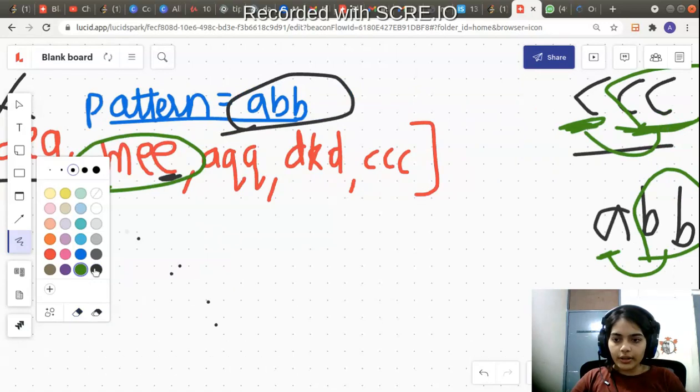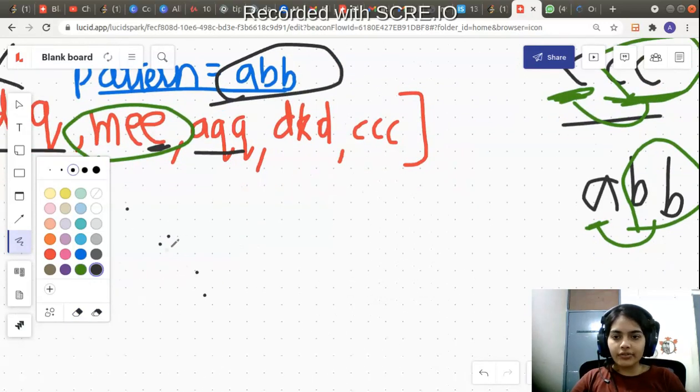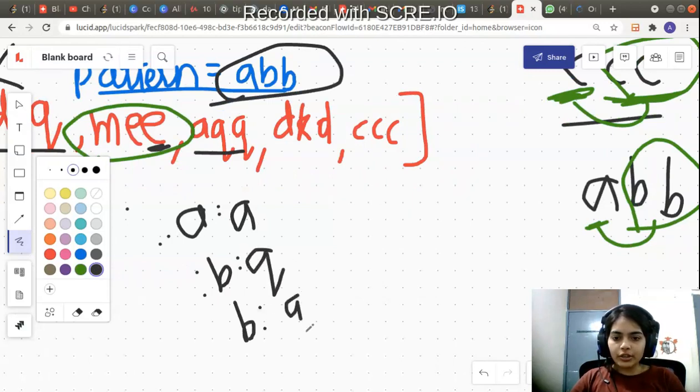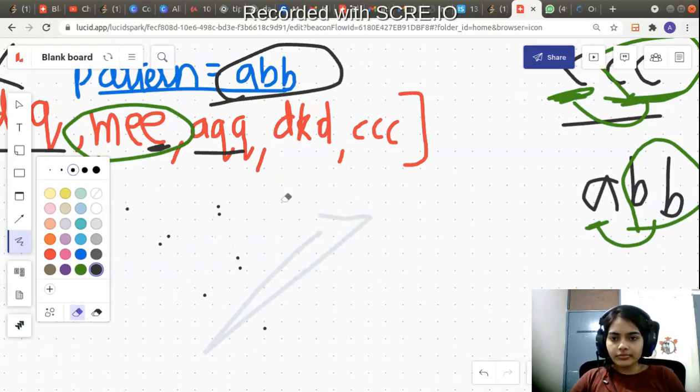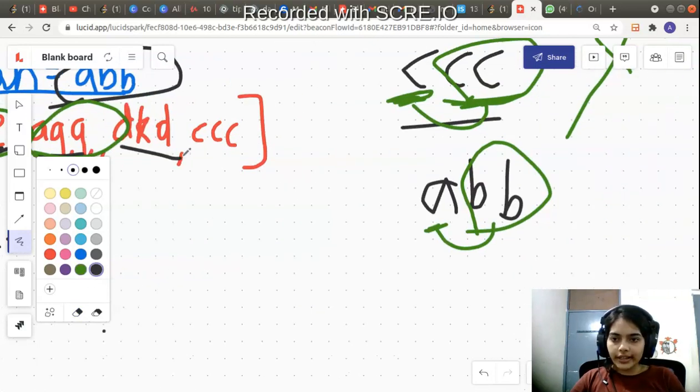Let's go forward to the next word. It will also be similarly fine, right? You will connect A with A, then you will connect B with Q, then you will again try to connect B with Q. You see B is already connected to Q. So connections are all fine. So this is also fine. Let's go forward to the next example.